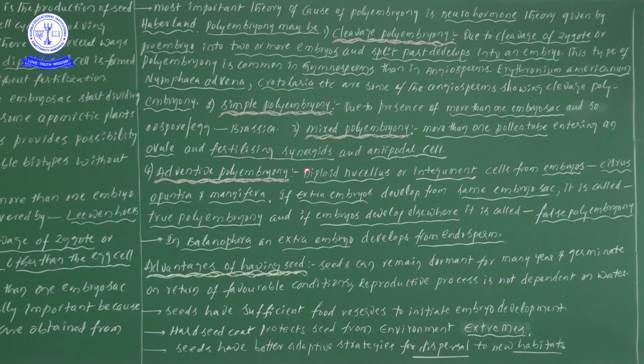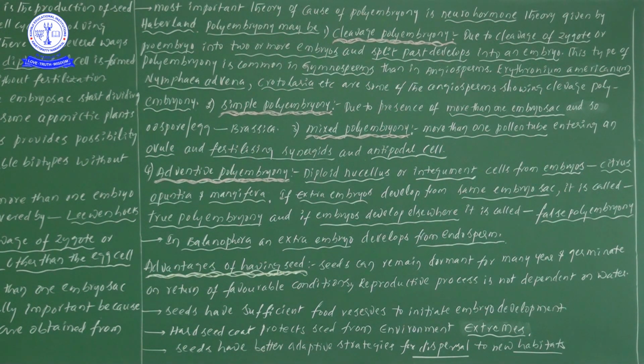Okay, next one, adventive embryony, from diploid nucellus. This is a little important. The first one and the last one are a little important; the middle two are easy. Now, diploid nucellus or integument cells form embryos. The diploid nucellus or diploid cells are all involved in the development of embryos. So the nucellus cells or integument cells form embryos.